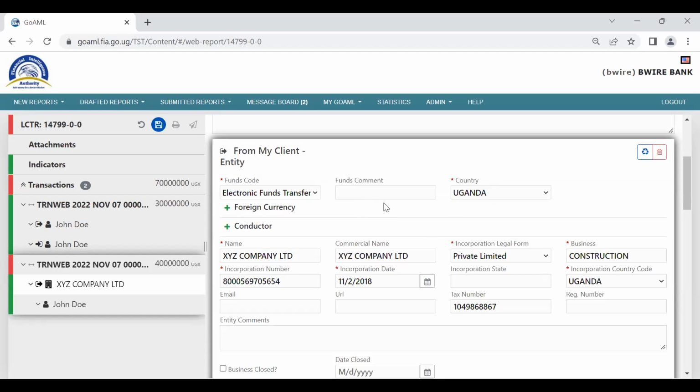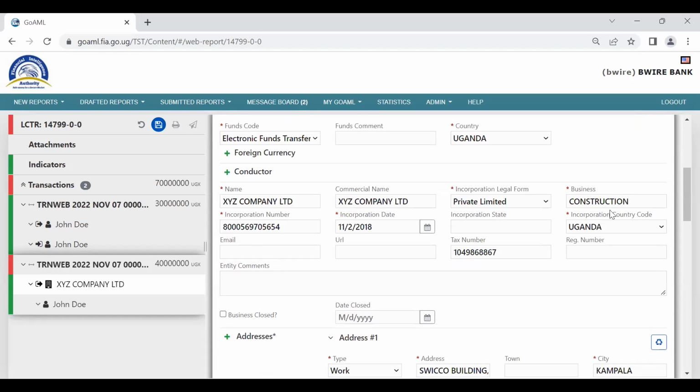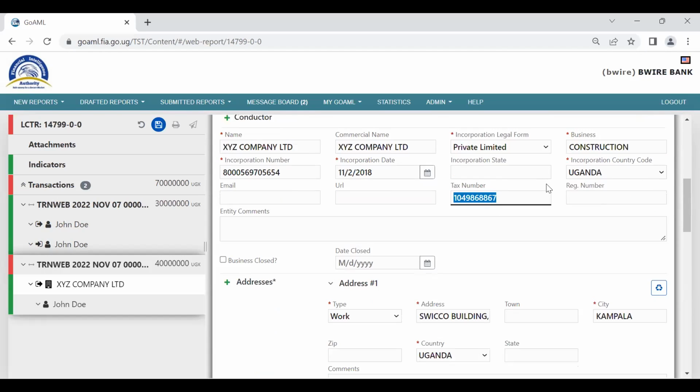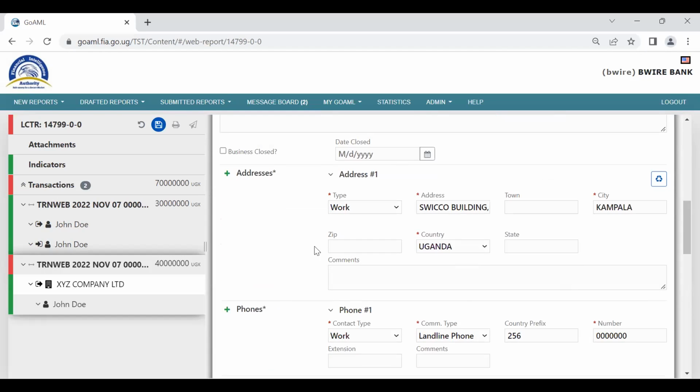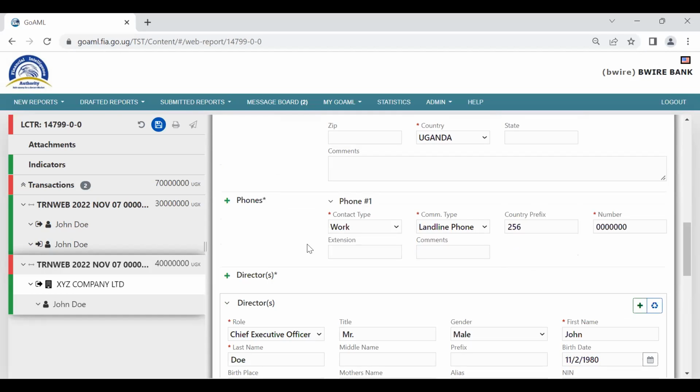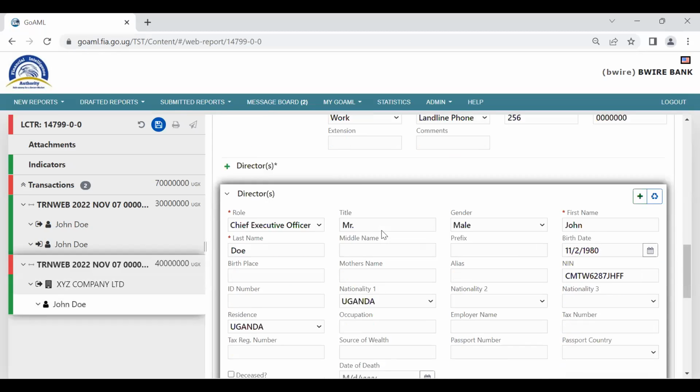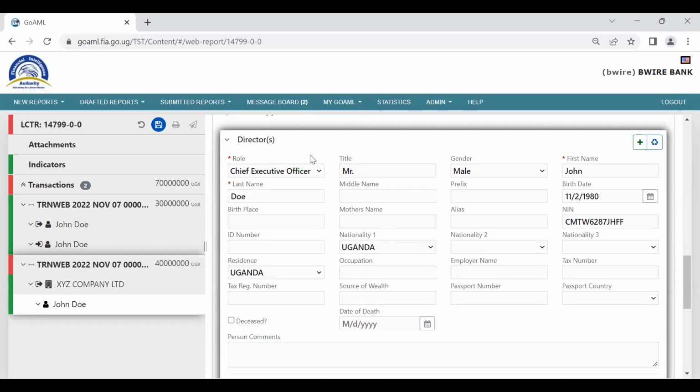Okay, so you have to capture the company detail here: the name, the commercial name, tax number if you have it, the incorporation number, we expect you to have it, the business they deal in, the address of that company, the funds. Now, this is the beauty when it's automated in your systems, that all this is done for you and you just upload. But if it is not automated, then you have to capture this manually. That's why I'm saying you really have to put pressure on your providers to assist you with automation.